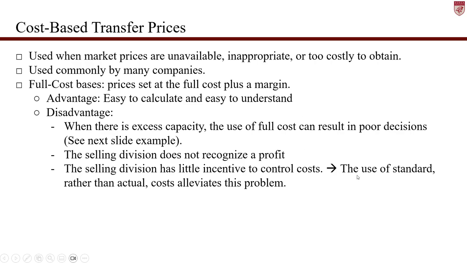One of the ways to mitigate this issue is to use the budgeted cost, the standard cost, rather than the actual cost to alleviate this problem, right? Then, even if they incurred an actual cost, they will not get a margin based on the actual, but based on the standard. So they still have an incentive to control cost.